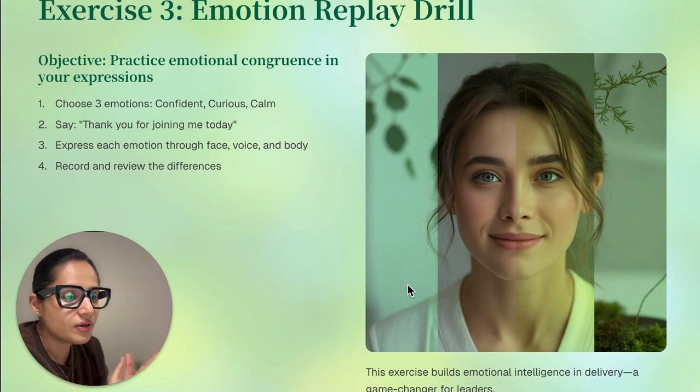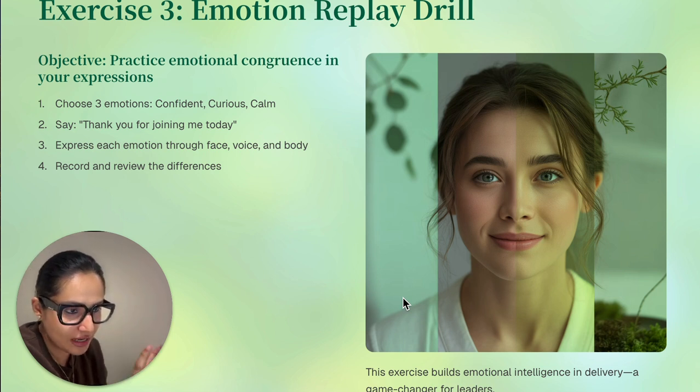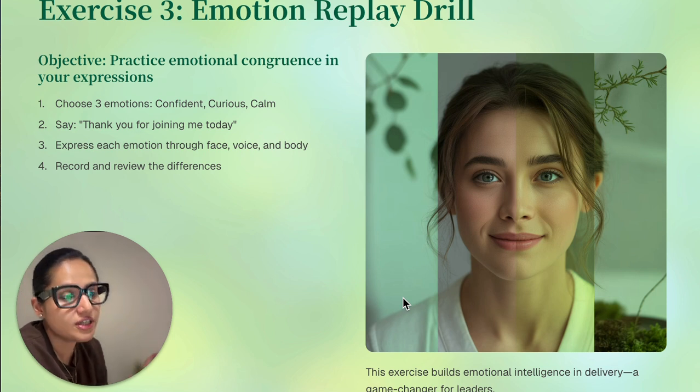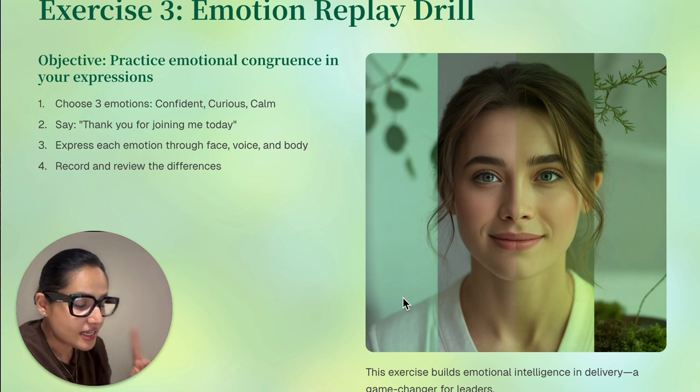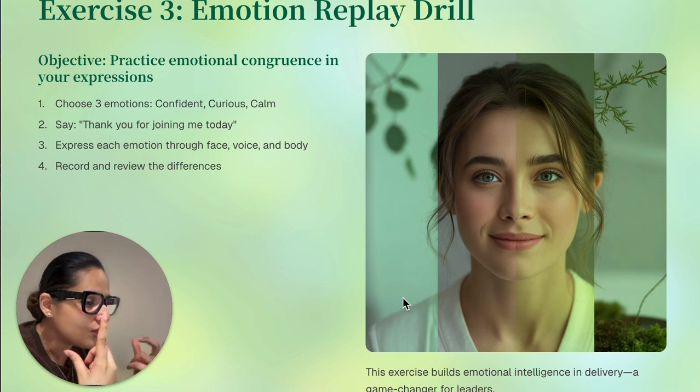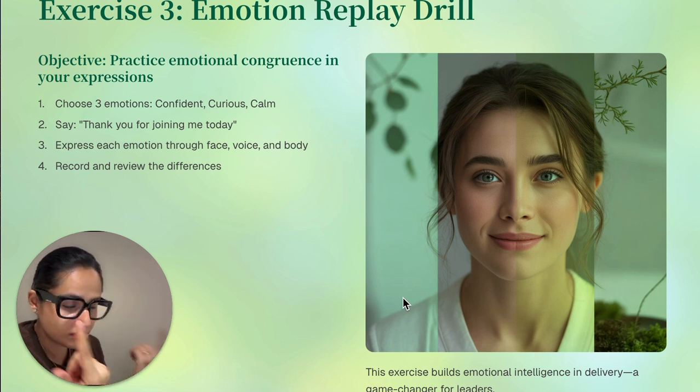In front of the mirror, say "thank you for joining me today." Say it once for each emotion. Let your face, voice, and body show it. So now, you have to pick any 3 emotions and pick a line and try to speak that particular line in front of the mirror in different emotions, and see how your eyes, your face, your lips change.